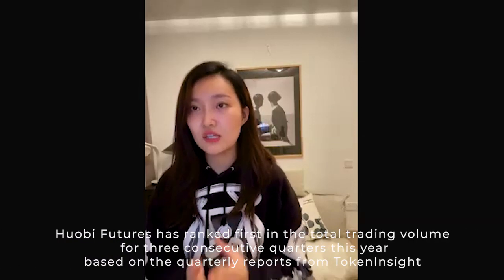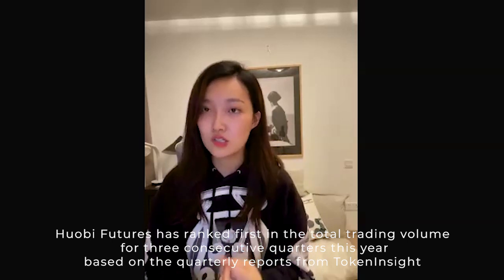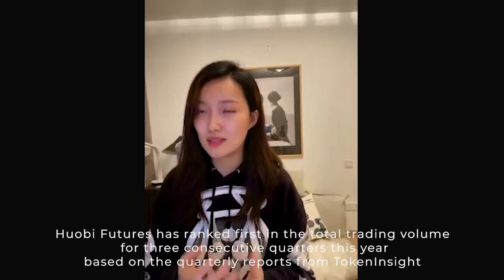Okay, so indeed, before the launch of USDT margin swaps, we were not that competitive in terms of product variety, especially when USDT margin derivatives are highly demanded. Nonetheless, with its excellent liquidity and risk control capabilities, Huobi Futures has ranked first in the total trading volume for 3 consecutive quarters this year. And we certainly hope that we can maintain this goal to provide more benefits for Huobi traders.